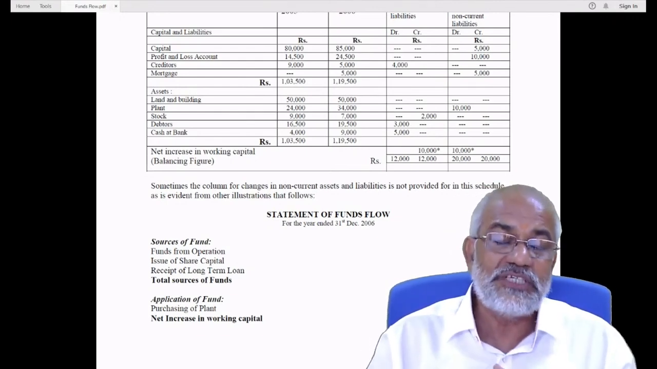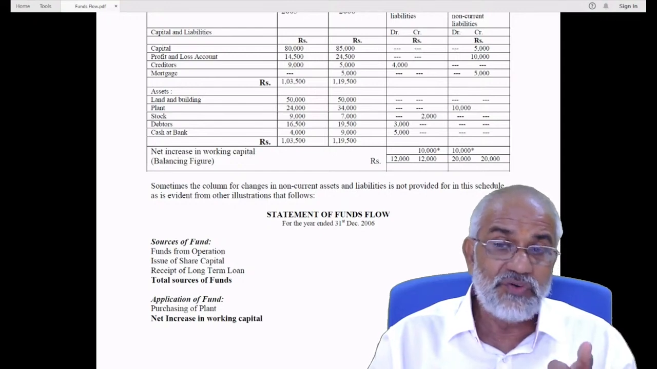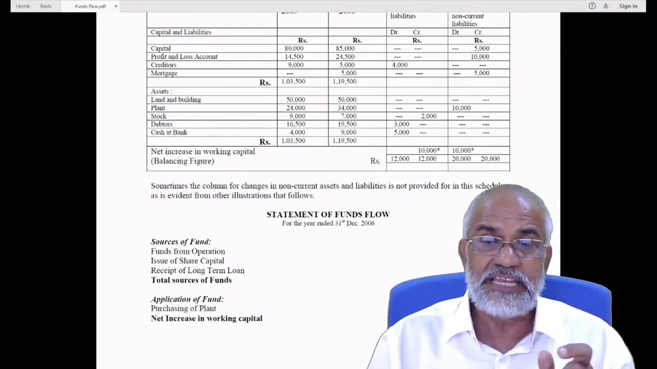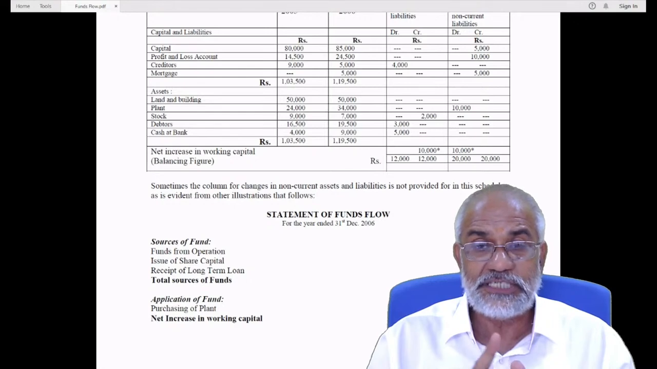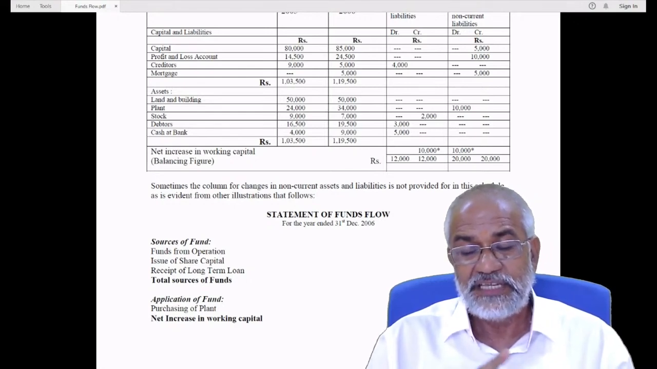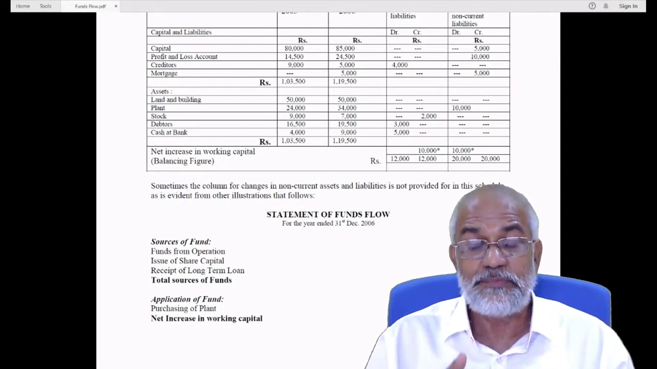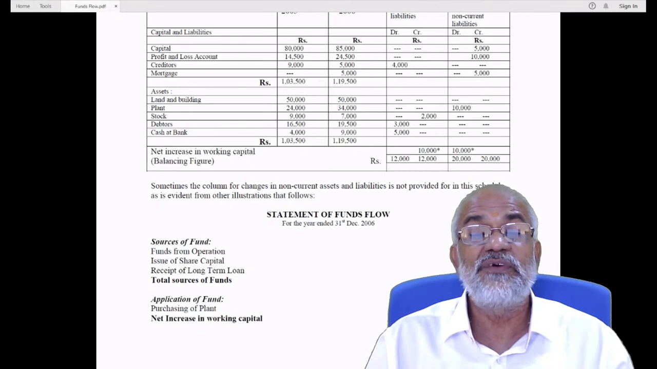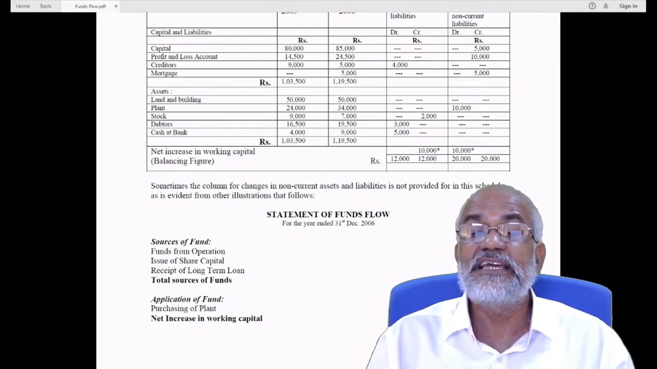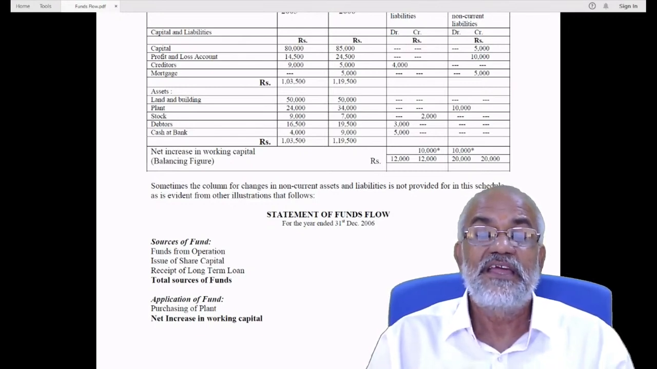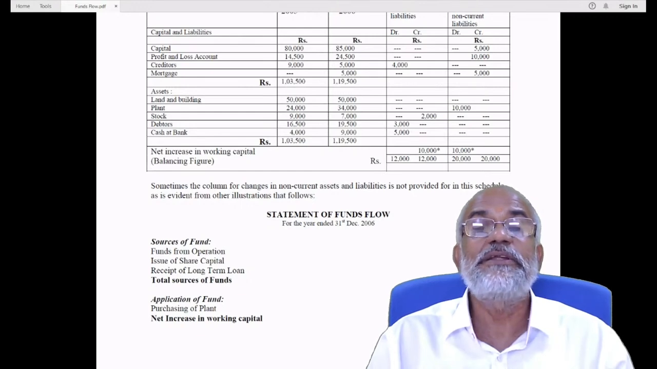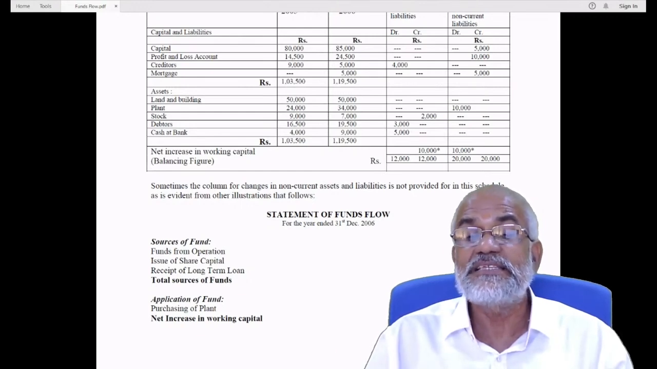Plant was 24,000 at the beginning and 34,000 at the end, which means obviously there is an addition to plant and machinery, or purchase of plant and machinery amounting to rupees 10,000, which results in an application of funds. So purchase of plant under application or uses of funds is taken as 10,000 rupees. And the net increase in working capital is also an application.